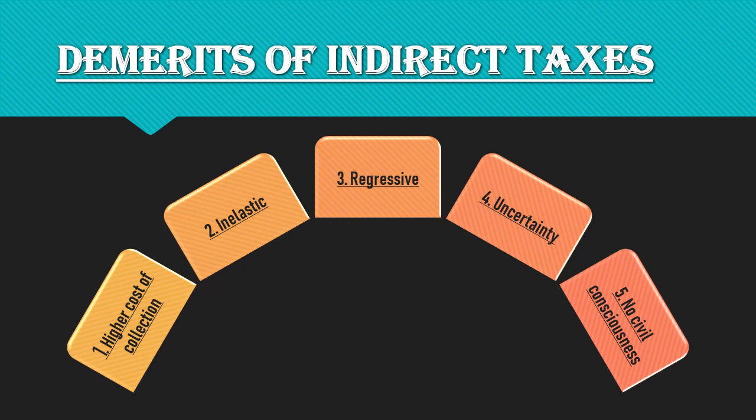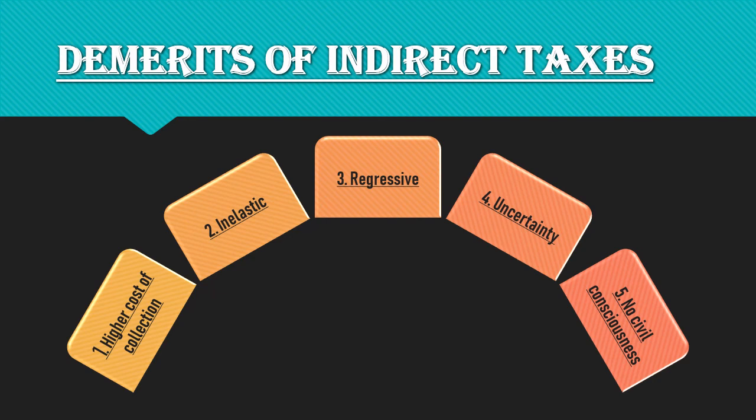So the next topic is demerits of indirect tax. Let's have a look by comparing the collection charges of direct tax and indirect tax. The first point is higher cost of collection. The cost of collection of indirect tax is actually higher than the direct tax. The government has to spend huge money to collect indirect taxes. So it's a kind of demerit of indirect tax. The second point is inelastic. Indirect taxes are less elastic compared to direct taxes, as indirect taxes are generally proportional.